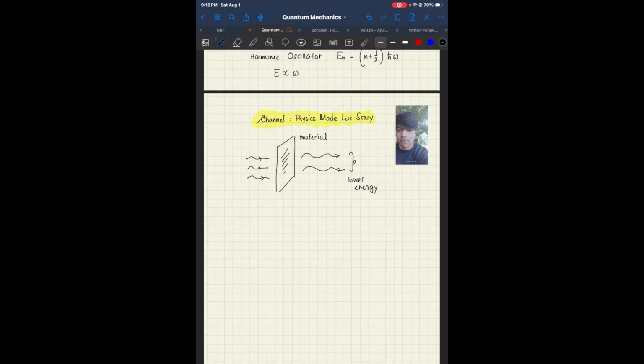For example, Chadwick did a similar experiment. Now he shone alpha particles on a sheet of beryllium. Again, same story. Most of them went through, except a few knocked out protons. And what was left? I beg your pardon. Knocked out neutrons.